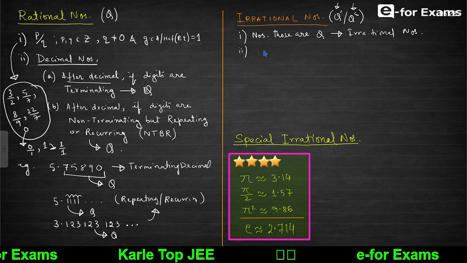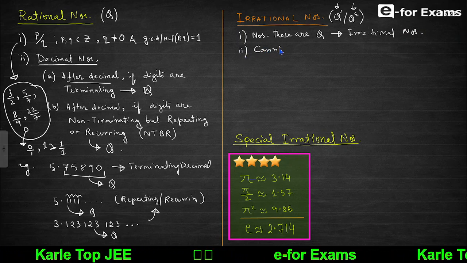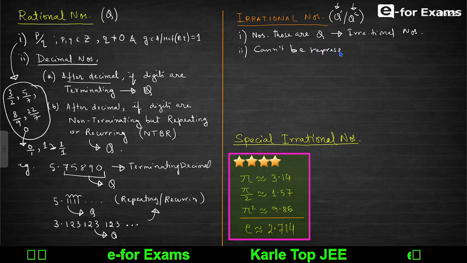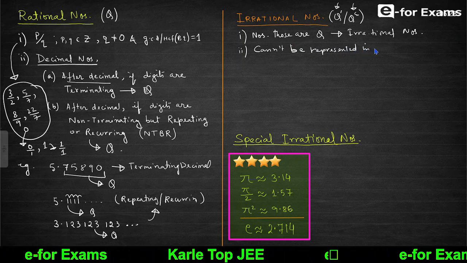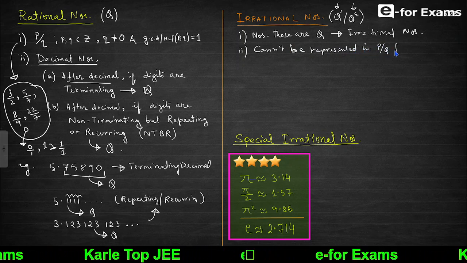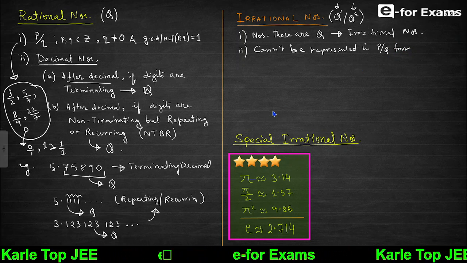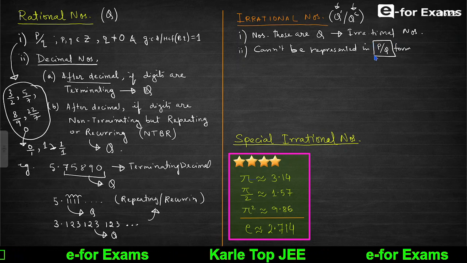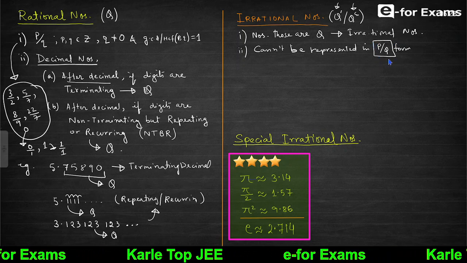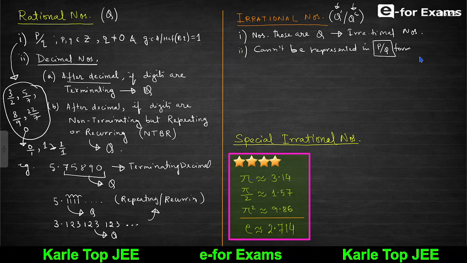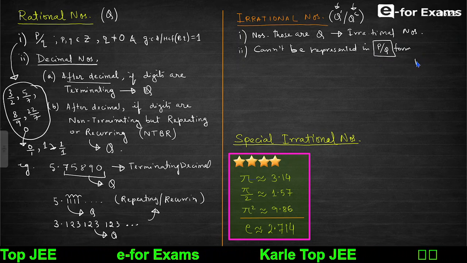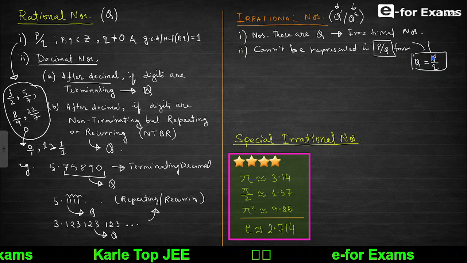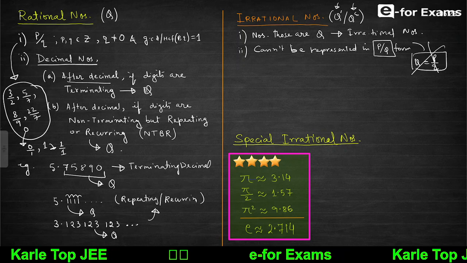Point number 2: they cannot be represented in p by q form, as integers and rational numbers can. We cannot represent an irrational number in p by q form. If a rational number is given, we can represent it as p by q form, right? But an irrational number we cannot represent in p by q form.